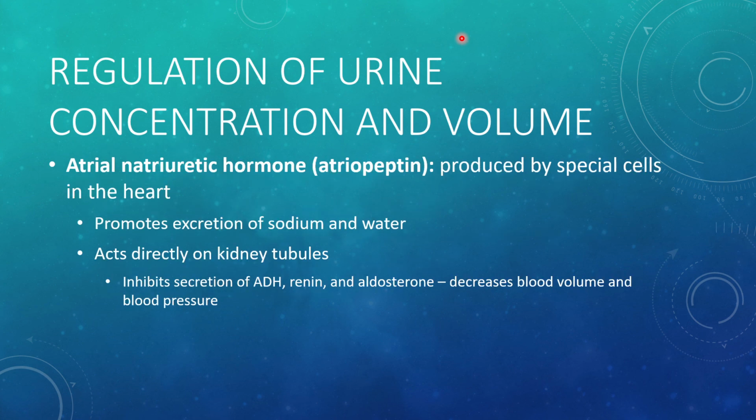Atrial natriuretic hormone, also called atriopeptin, is produced by cells in the atrium of the heart, specifically the right atrium. This promotes excretion of sodium and water, and it acts on kidney tubules, inhibiting secretion of ADH, renin, and aldosterone. The effect is to decrease blood volume and blood pressure.